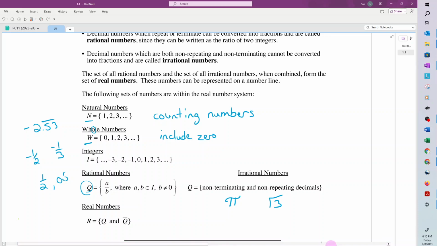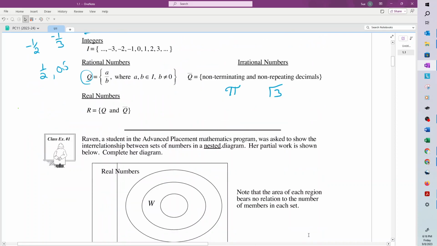It's not all square roots though, because for example, the square root of 9 actually equals 3. So root 9 is just a different representation of 3. So root 9 is a natural number. It's also a whole number and an integer and a rational number and a real number. The real numbers are all of the rational and irrational numbers together.